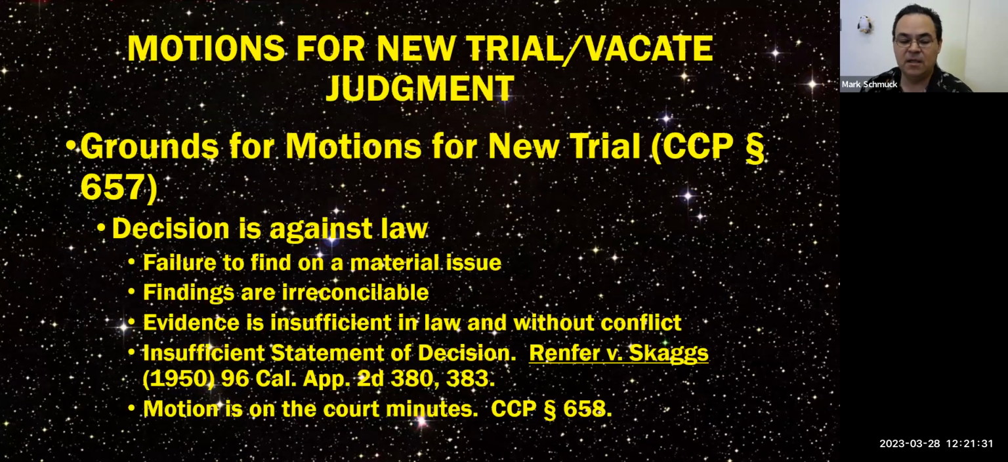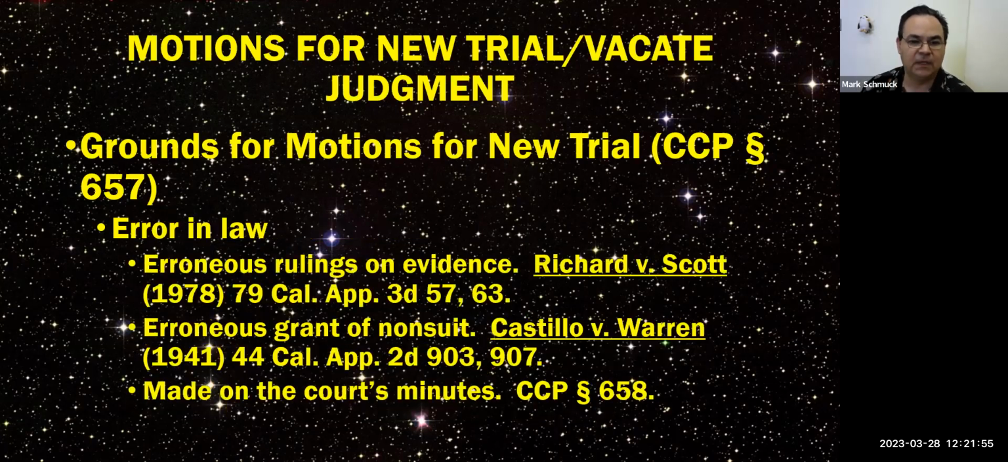Again, we talked in the last episode about a statement of decision and its requirements, that the court must give its reasons for making the decision. But if the statement of decision fails to do that, you can file a motion for a new trial on that basis. And again, this motion is made on the court's minutes, not with separate declarations.